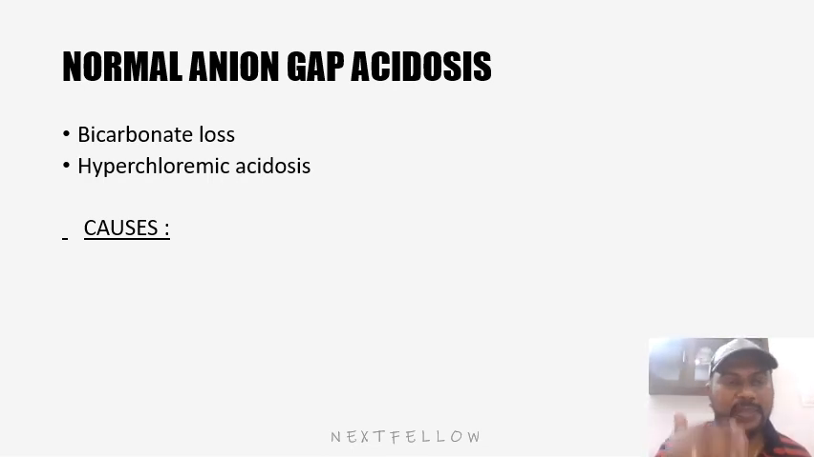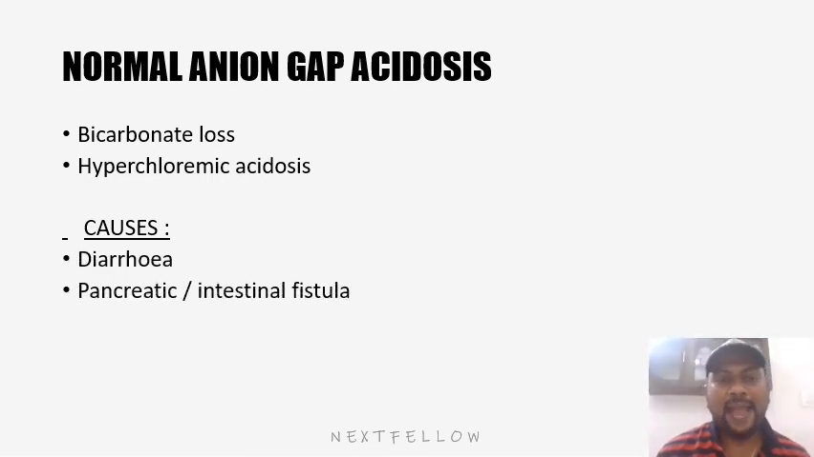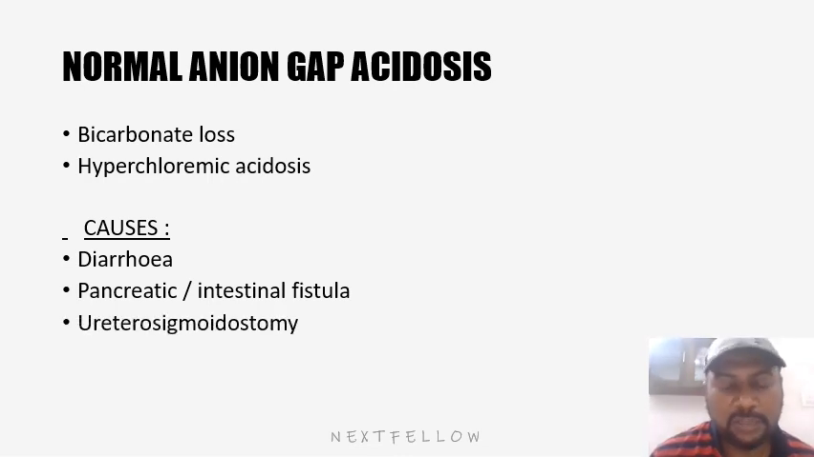So this bicarbonate will be lost from the body in lower GI disorders like diarrhea, pancreatic or intestinal fistula, and in patients who have undergone the ureterosigmoidostomy procedure. Okay, so what is this ureterosigmoidostomy procedure? It is a surgical procedure which is usually done in patients with bladder carcinoma. Whenever there is obstruction in the urinary bladder, the ureter will be disconnected from the bladder and connected to the sigmoid colon, so that the urine will be excreted through the anal canal. So that is the procedure done.